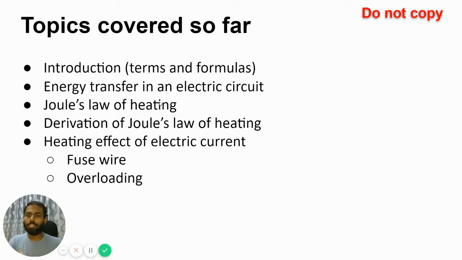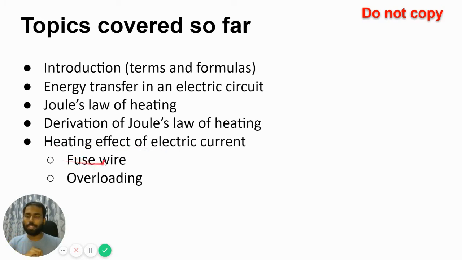I is current, so current into current. RT is resistance into time, the time for which the current is flowing through the circuit. Next, we saw the derivation of Joule's law in 4 simple steps, and we saw the heating effect of electric current. The heating effect of electric current had two main subtopics.